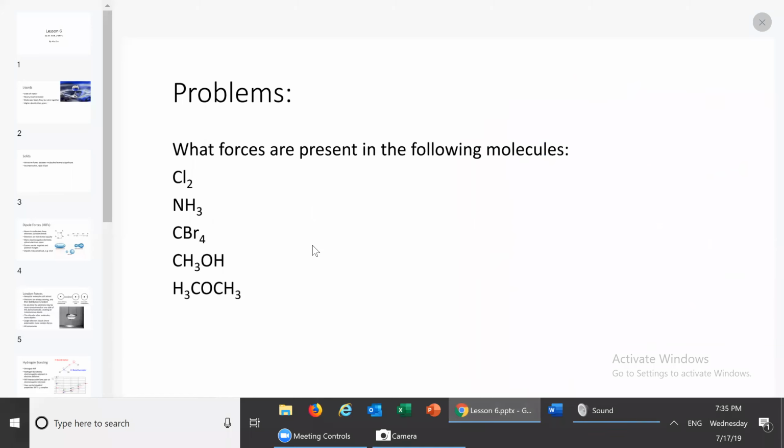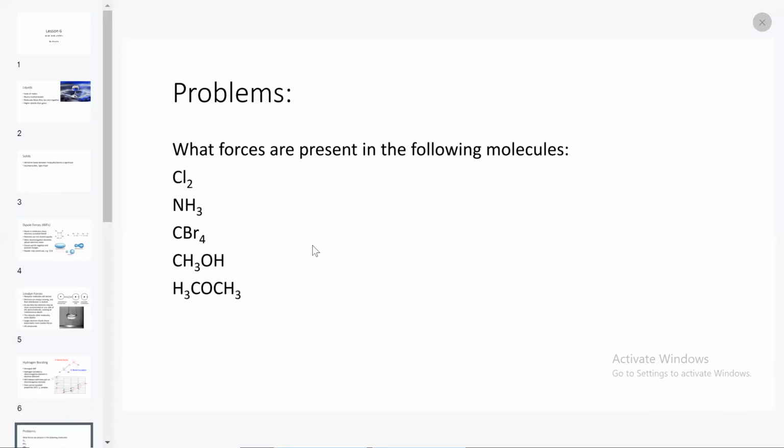So I want you to do these problems. Your job is to draw Lewis structures for these molecules. So draw their structures and tell me what forces are present in them. So are there dipole forces, London forces, hydrogen bonding, or a mix? Or a mix of all of them. So I'll give you 10.